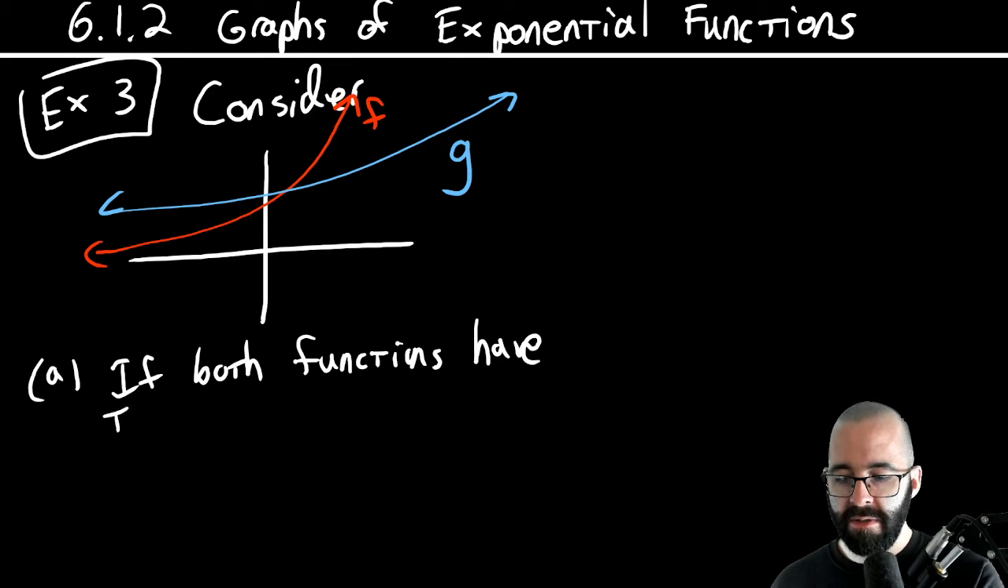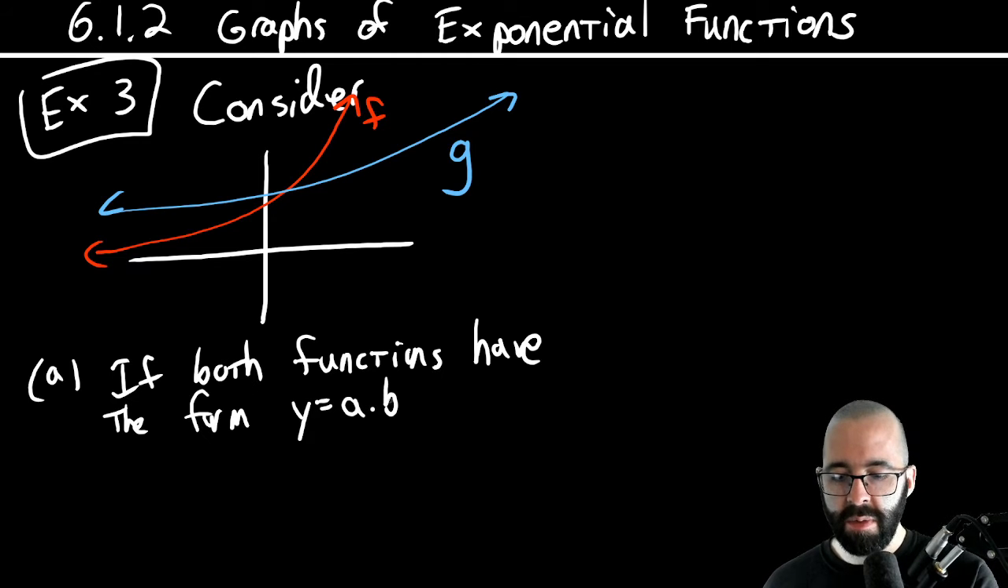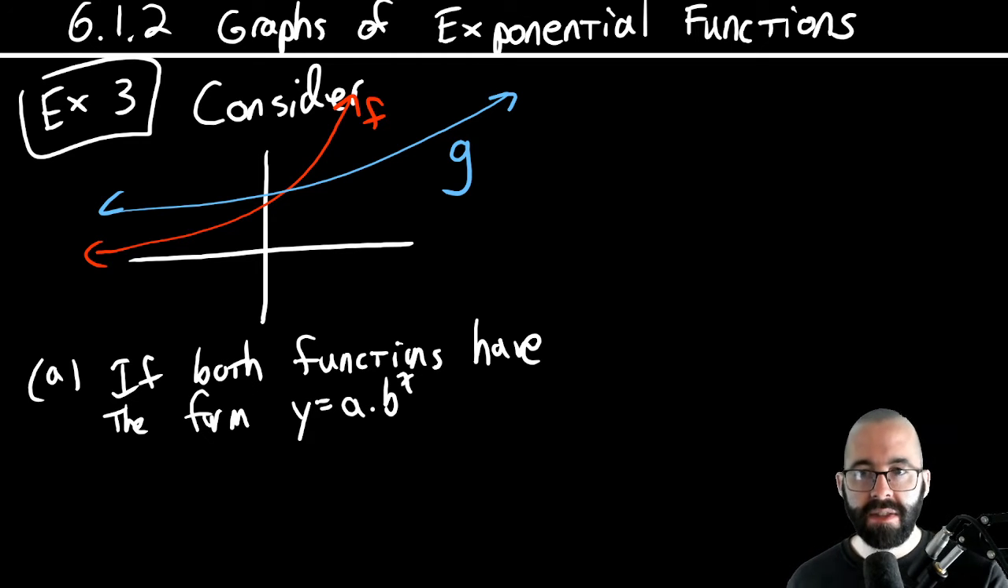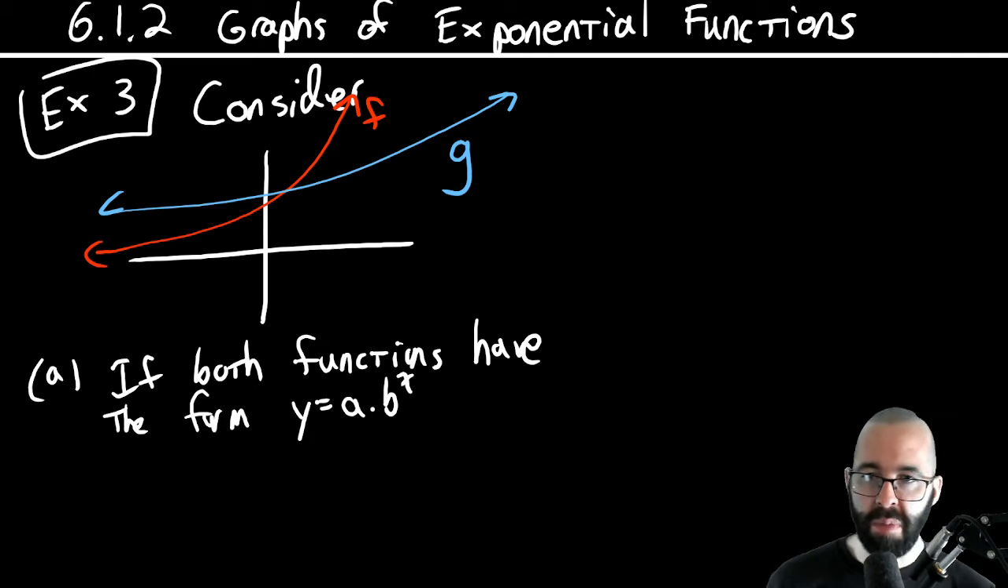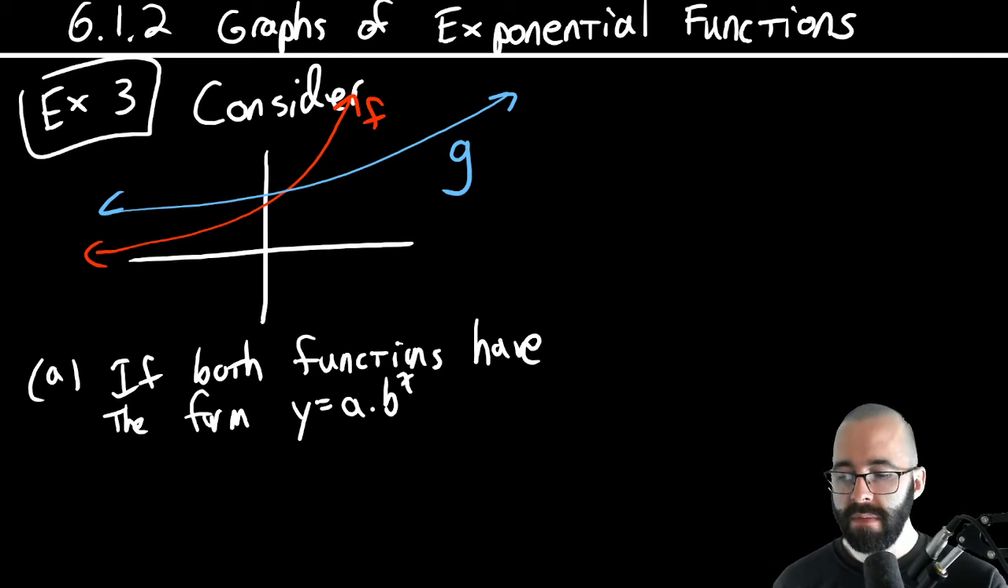Both functions have the form y equals a times b to the x. Again, a is that starting value. B is that growth or decay factor. It's growth if b is bigger than 1. If both functions have this form, which has a bigger a?